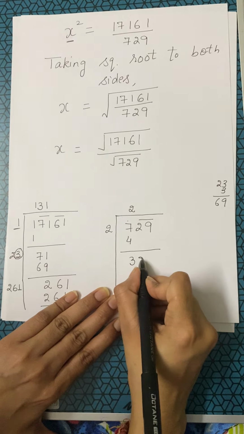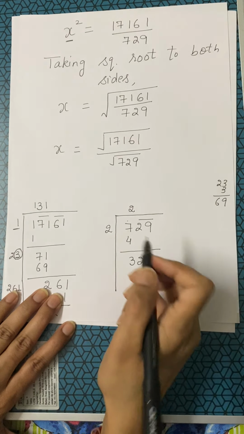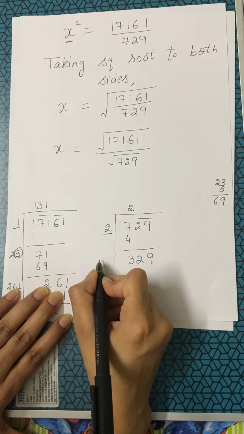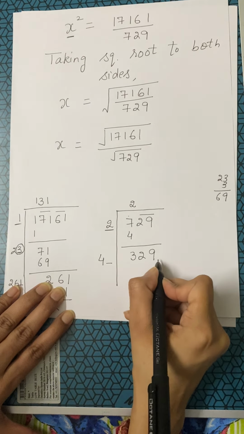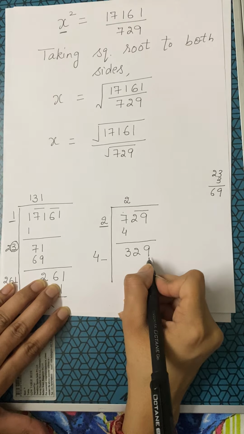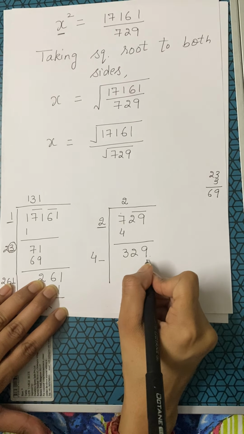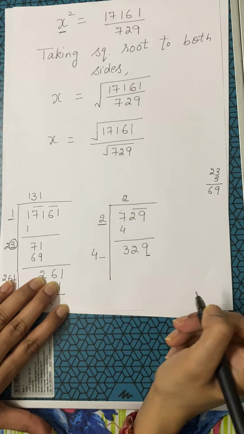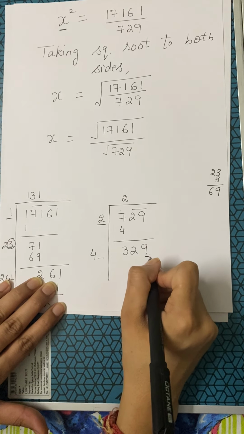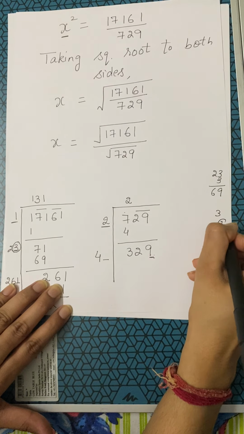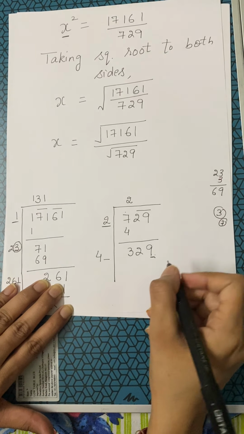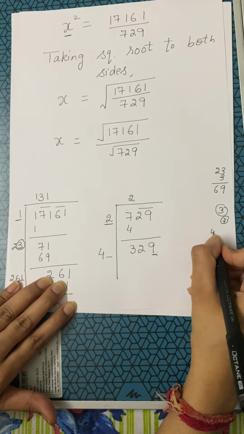3 and 29 will be taken together. This number will be multiplied by 2. It will become 4. Now I need to check a number which is divisible or equivalent to 329. Now this digit is ending up with 9. We know a number ending with 3 or 7, the square of that number will end up with 9. So I'll try with 3 first.